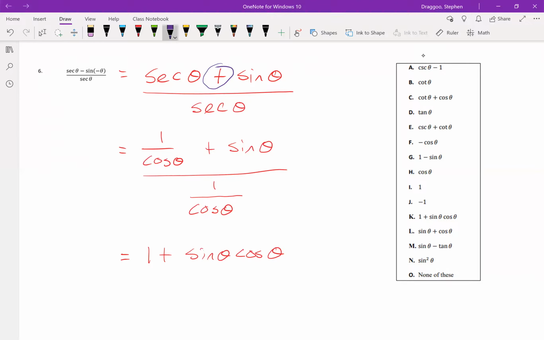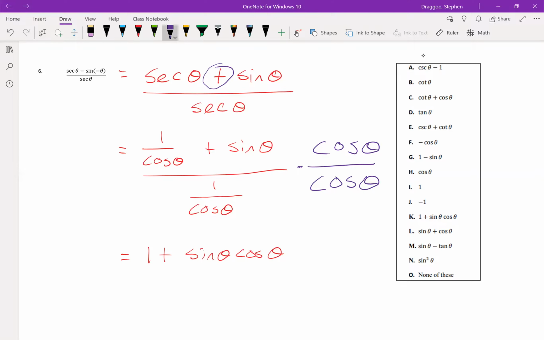Then I elected to change everything to sines and cosines. So I have 1 over cosine plus sine in the numerator and 1 over cosine in the denominator. So I'm going to multiply top and bottom by cosine theta. Doing so will clear my denominator entirely, since cosine over cosine is 1.